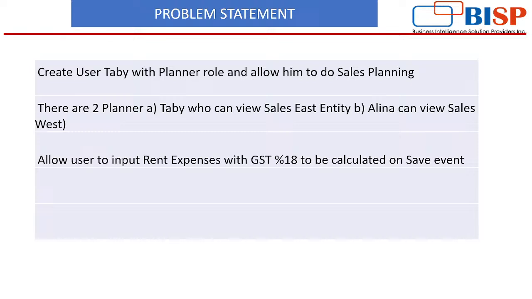There is a second ticket which is also correlated with this one. There are two planners. The ticket is like this, that we have to assign two planners, first Tabby who can only view the sales east entity, and second is Alina who can view sales west. So both of the tickets deal with access control. There we have to create users and we have to restrict them or allow them to do certain tasks.